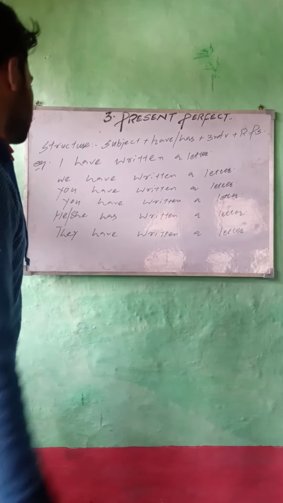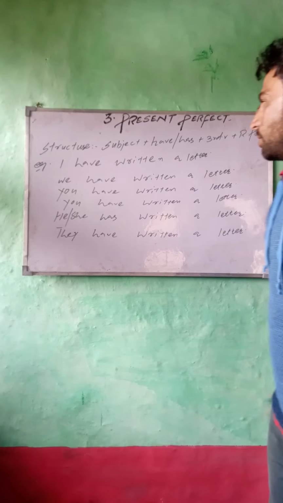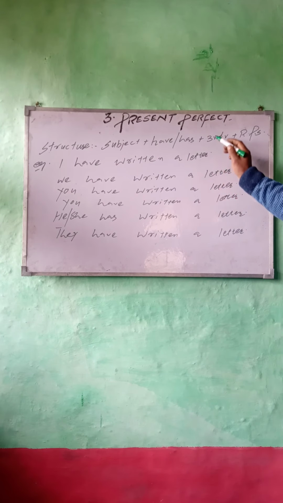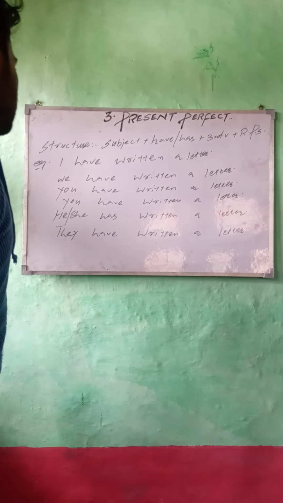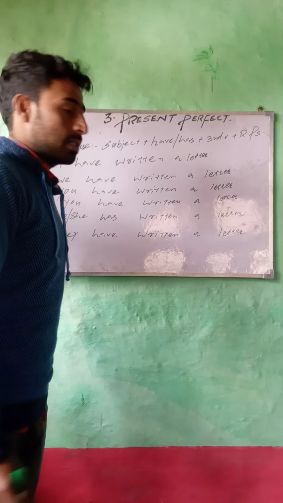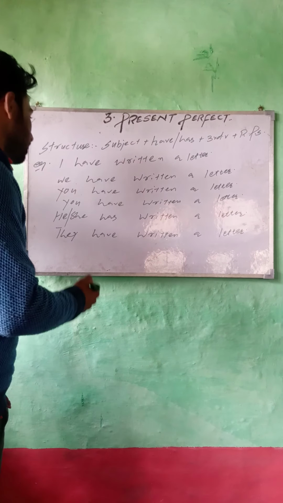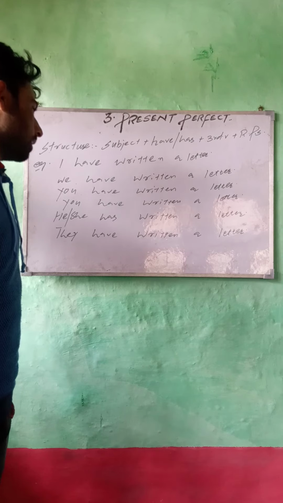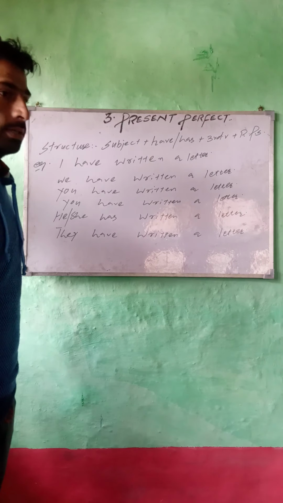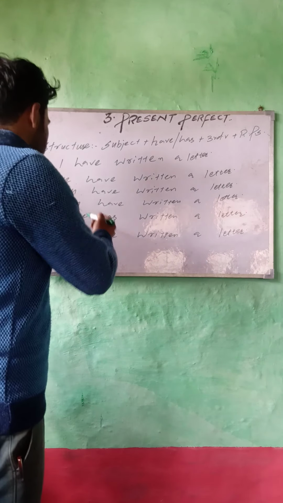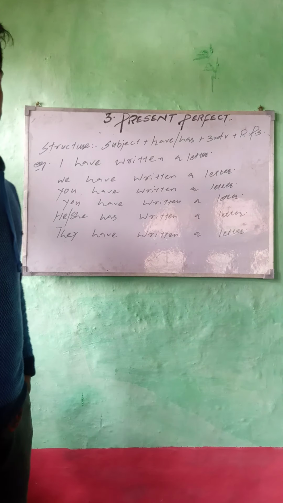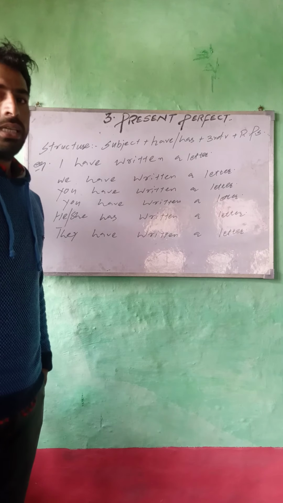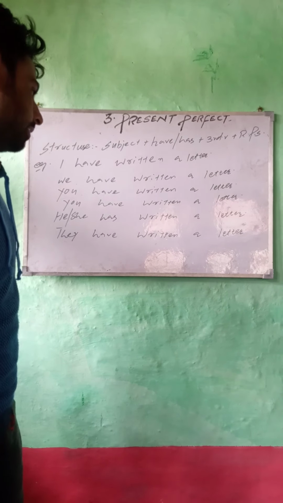Dear students, in these sentences, I is subject, written is third form of verb. And in these sentences, we use have with first person singular as well as plural, with second person singular as well as plural, and third person plural. And has is only used with third person singular. For example, he, she, it, and so on.